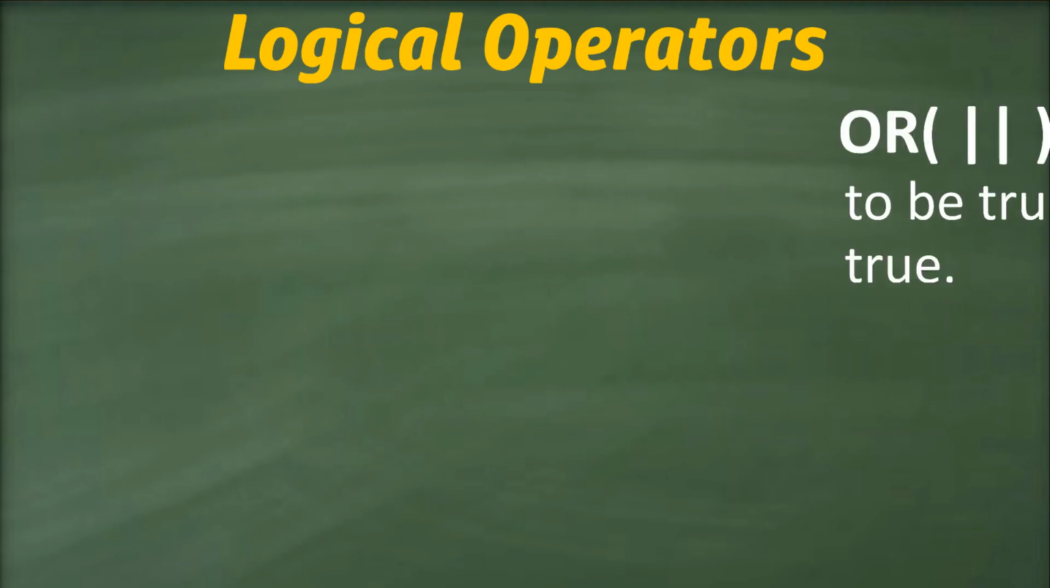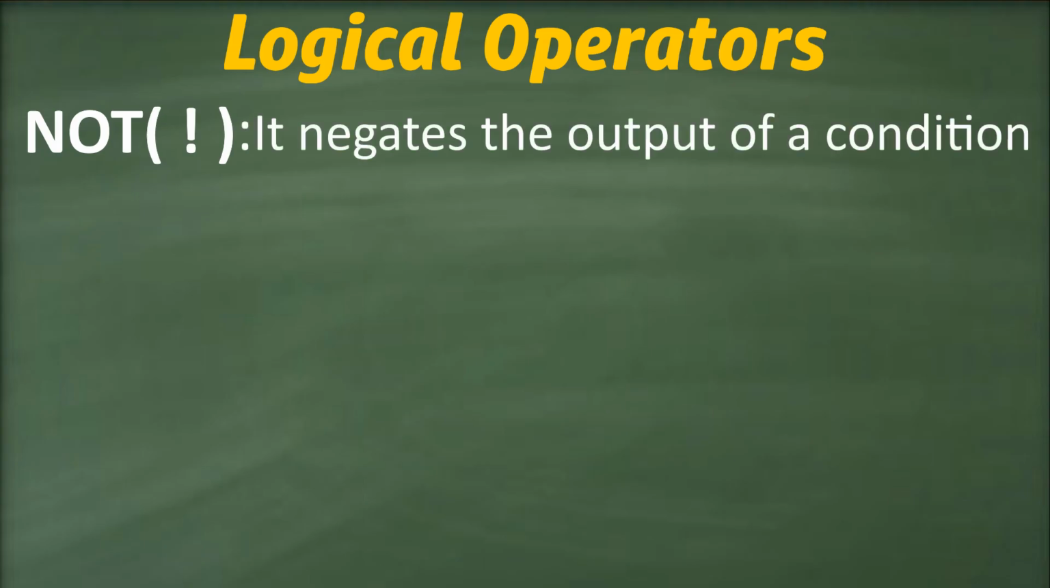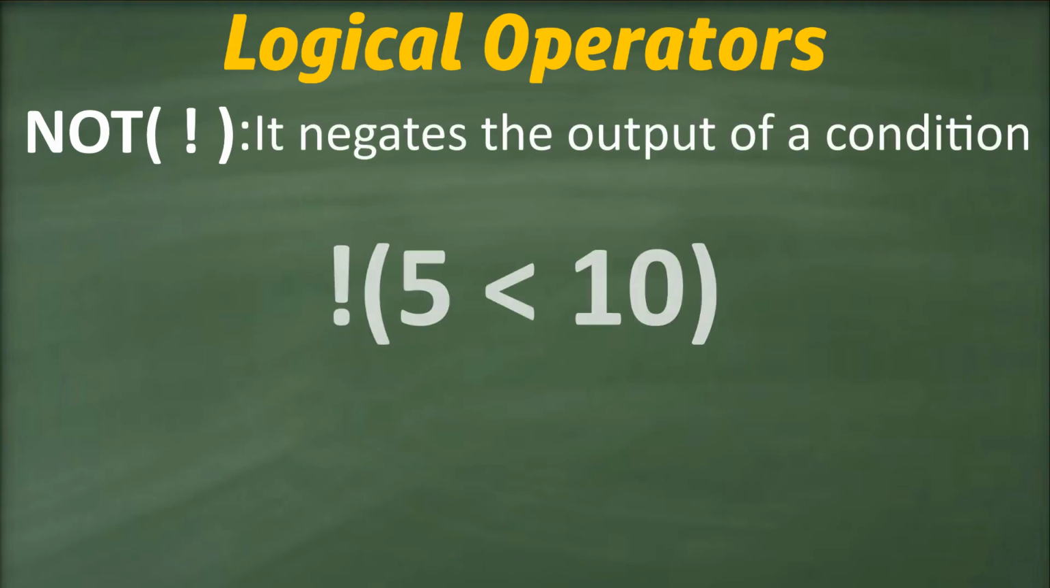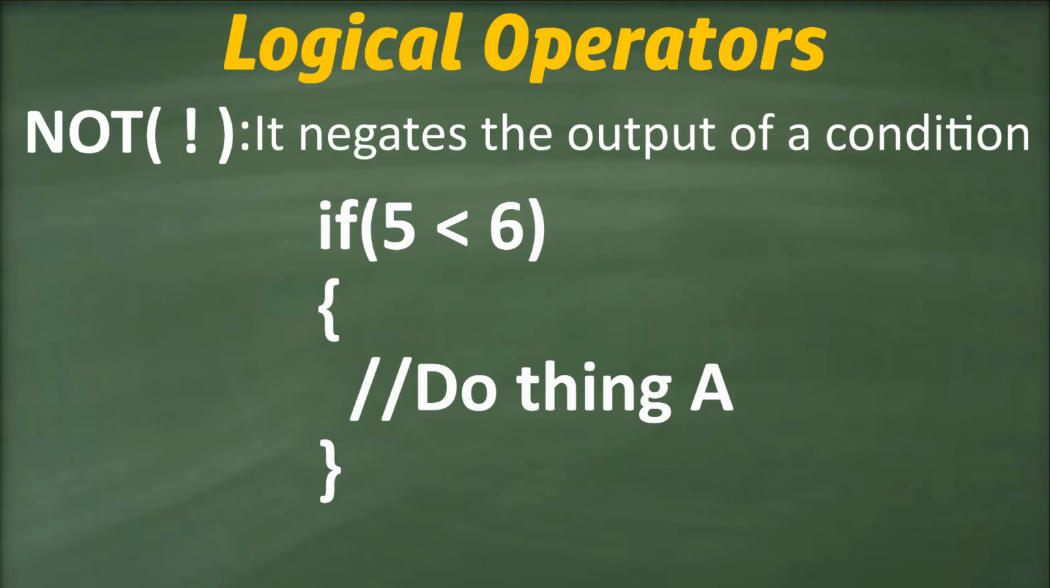The NOT operator, represented by an exclamation mark, negates the output of a condition. If a condition is true, it makes it false, and if a condition is false, it makes it true. For example, if we check whether 5 is less than 6, the condition evaluates to true, meaning the code inside the block will execute. However, if we place a NOT operator in front of the condition, it will reverse the result, making the condition false, and the code inside the block will not be executed.